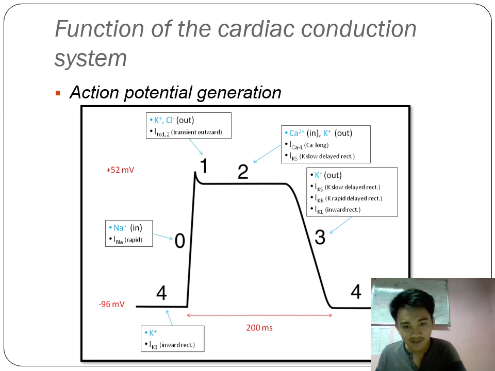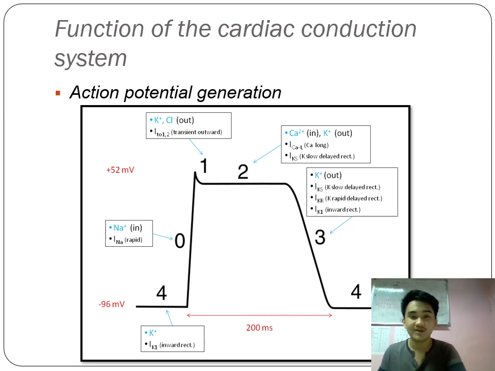And at phase 3, we can observe a rapid decrease in membrane potential. This is called the rapid repolarization phase. And after phase 3, we will go back to our resting phase, which is phase 4. So that's the basics of action potential generation of ventricular cells that are regulated by the cardiac conduction system.